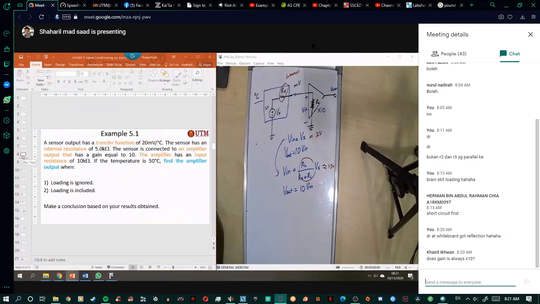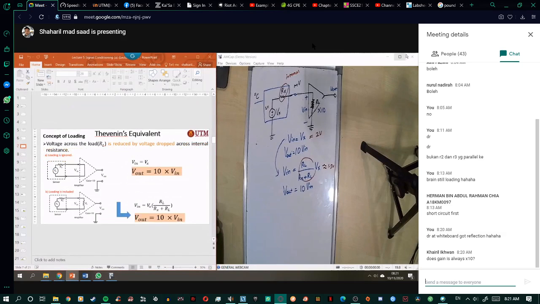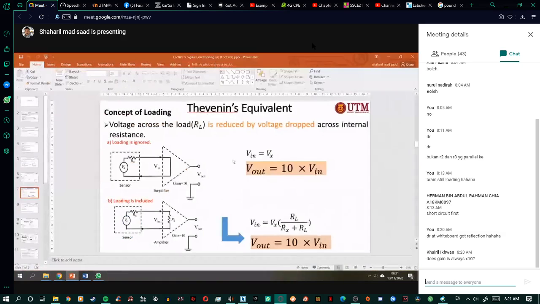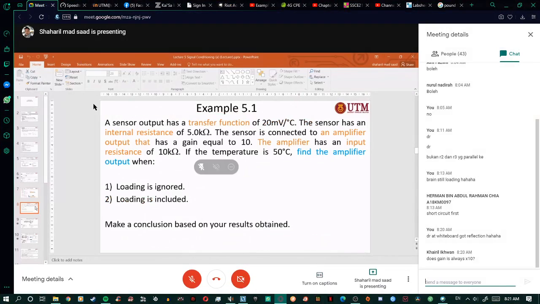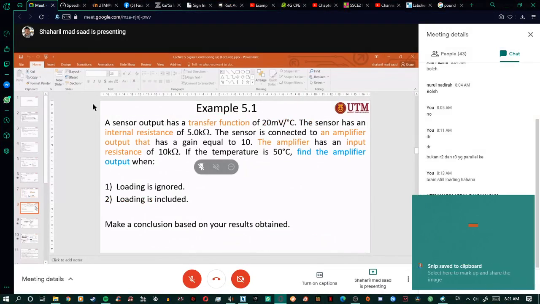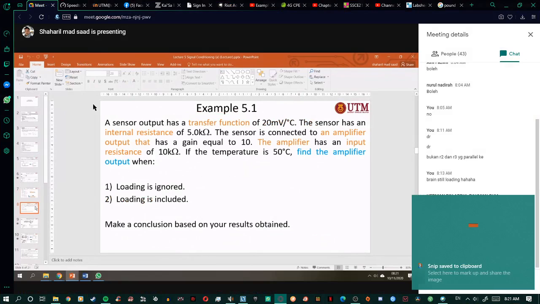Okay. Example 5.1. Okay, before that, let me show you this one. This one is quite different from your slide. I have not updated the slide in the e-learning yet. But I want you to know the concept of loading. Example 5.1. A sensor output has a transfer function of 20 millivolt per degree.